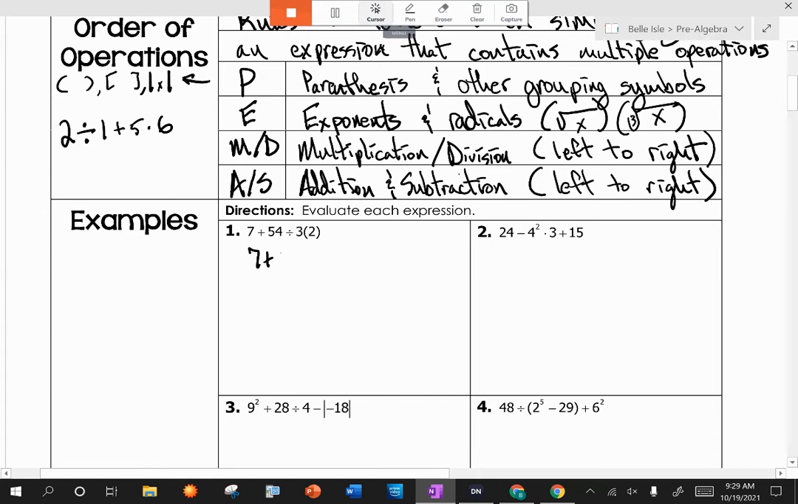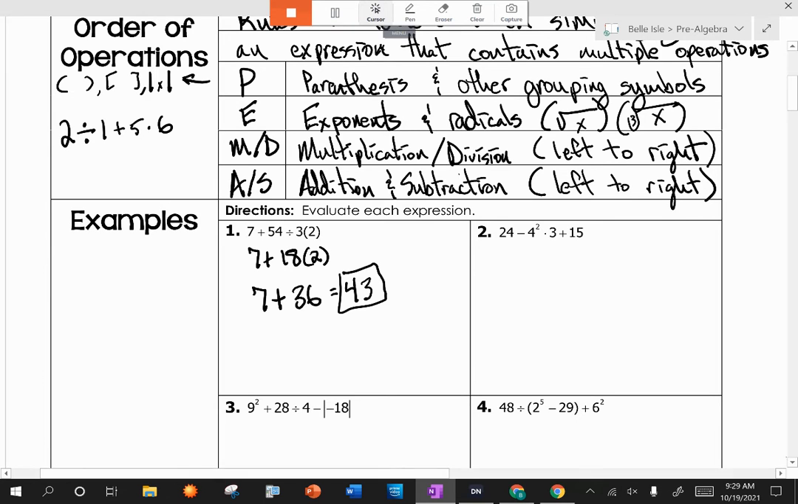So you've got 7 plus 54 divided by 3. So what is 54 divided by 3? Good, 18, okay? Then you've got 18 in place of the 54 divided by 3. So you've got 7 plus 18 times 2. So what's your next step? Yeah, what is 18 times 2? Good. And what's 7 plus 36? 43. And that's it.